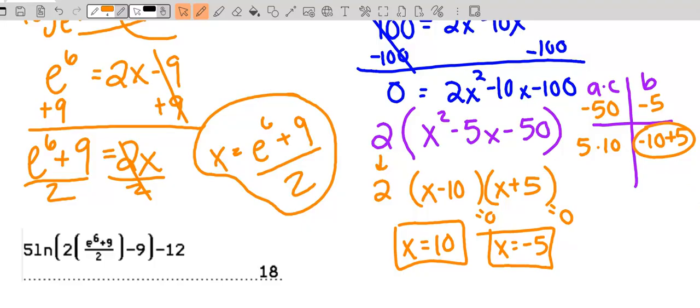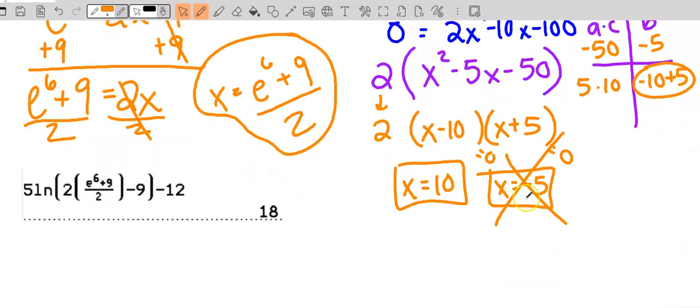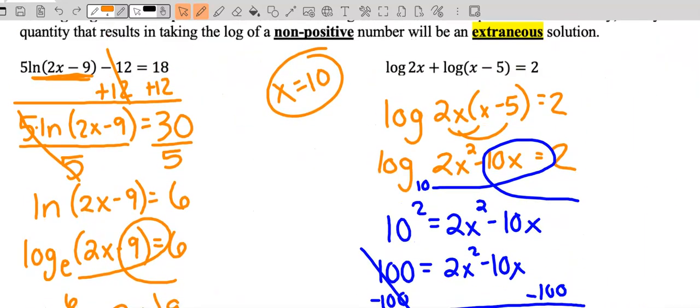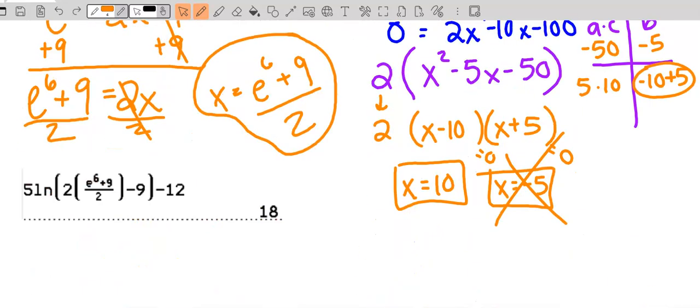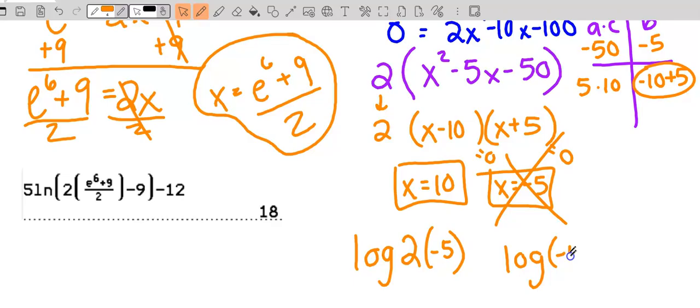Yay. But our calculator told us there was only one answer. So why does this one not work? So if you remember, we cannot log a negative number. So my original problem had log of 2x. So if I have log of 2x and my x value is a negative 5, and I plug that in, I would have log of negative 10. Now, you can't log a negative number, okay? So that's why this answer is extraneous.